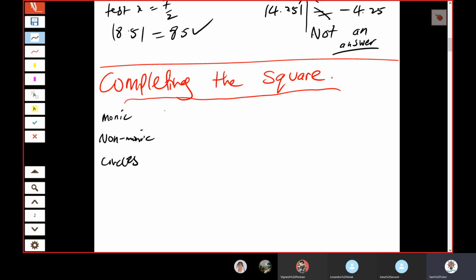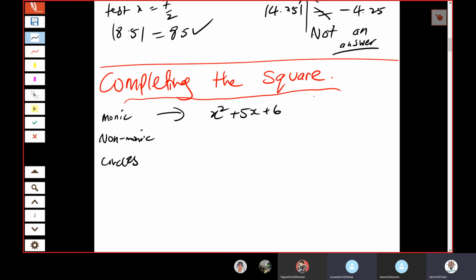So monic questions. Questions like this: x squared plus 5x plus 6. Should be easy. So what's the idea of completing the square? Who can tell me by now what's the idea of completing the square? What does it mean? You're trying to find.